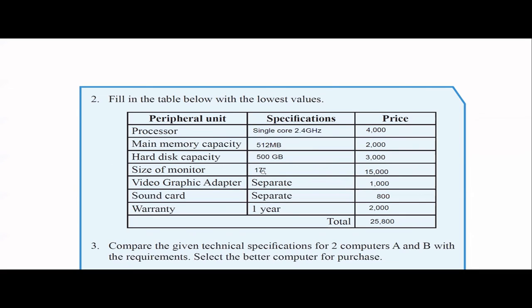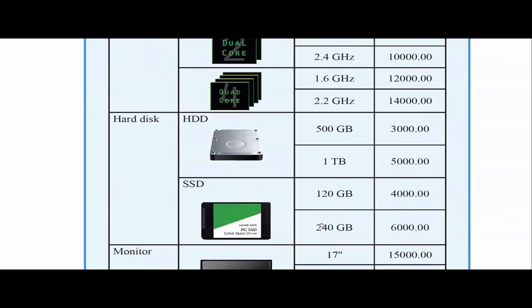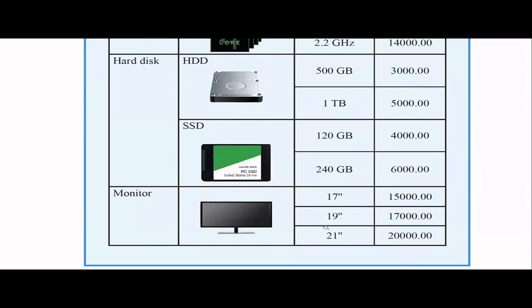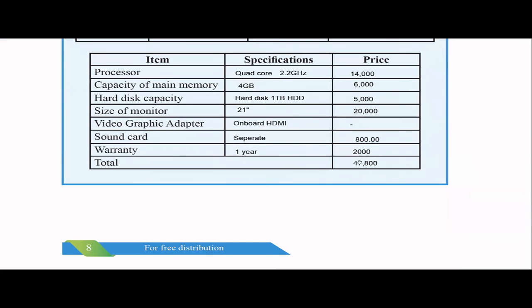Like for example, size of the monitor, you remember there were 3 things, 17 inches, 19 inches, like that, okay? 17, 19, 21. So you go with the lowest one. Right? Now you can see in this one, I did go for the best one. For example, in the VGA one, I just went with the onboard HDMI. But you can go with the external one.